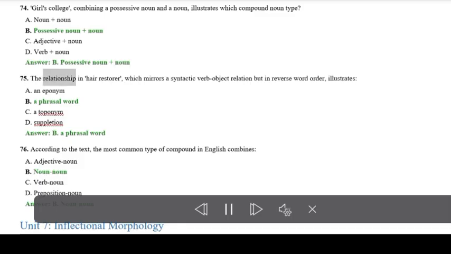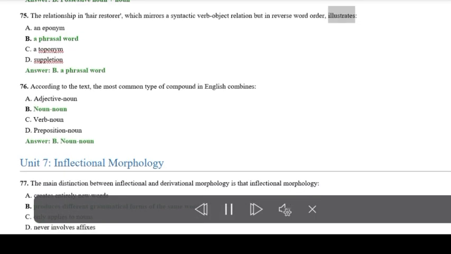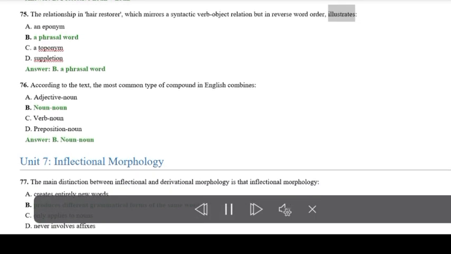75. The relationship in hair restorer, which mirrors a syntactic verb-object relation but in reverse word order, illustrates A. An eponym. B. A phrasal word. C. A toponym. D. Suppletion. Answer, B. A phrasal word.